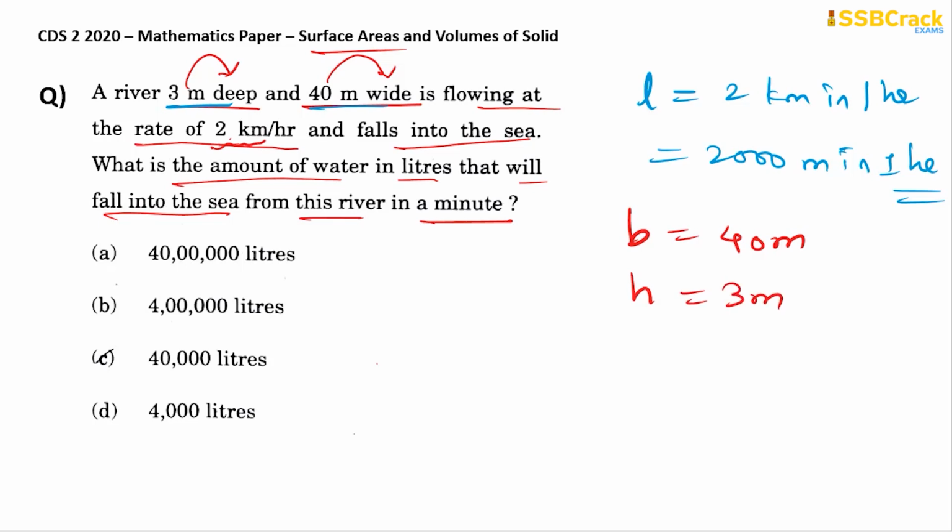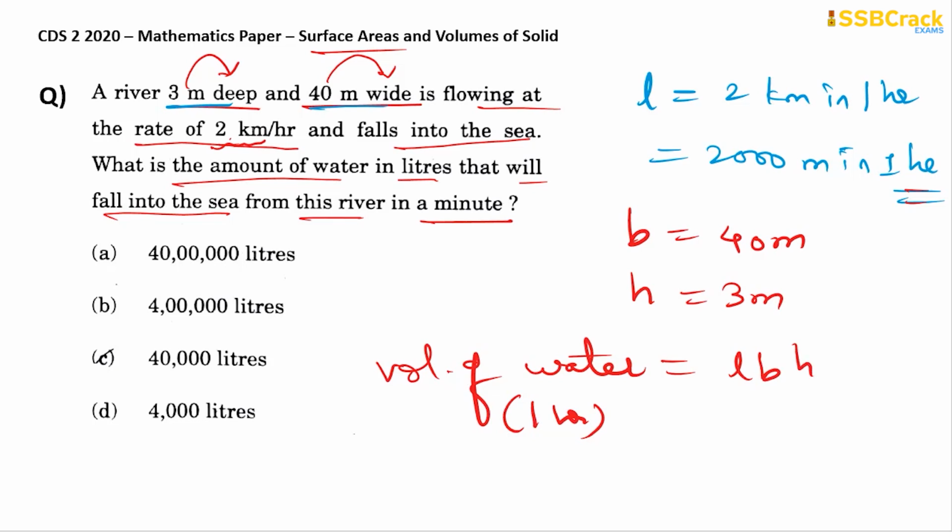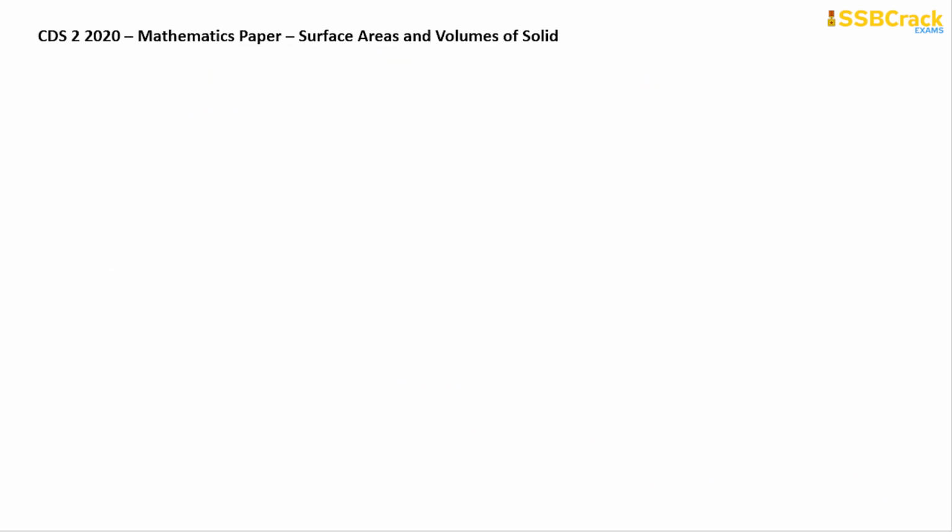So this way we can now write the volume of water that was flowing from the river into the sea in 1 hour, because we have the length for 1 hour. So volume for 1 hour equals L times B times H. What is it? It's 2000 meters multiplied by 40 into 3. So this is 2 into 4, 8, 8 3s are 24, 24 with 4 zeros. So we have 2,40,000 meter cube. And this is the volume of water flowing from the river into the sea in 1 hour.